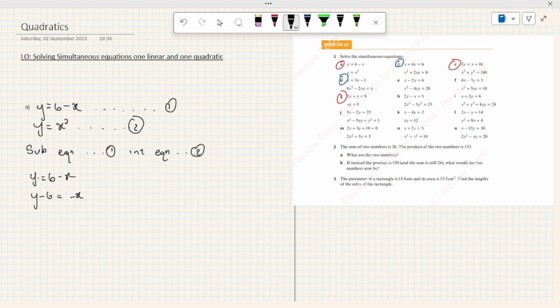When 6 goes over the equal sign, it changes the sign. So now we're going to make x positive. x is equal to 6 minus y. So this is our equation 3.